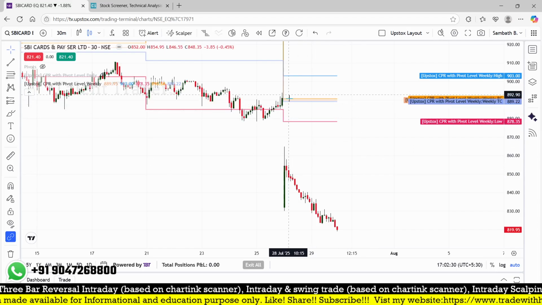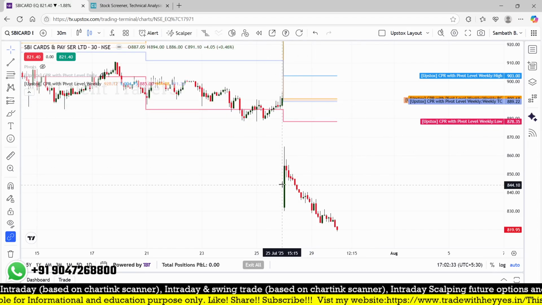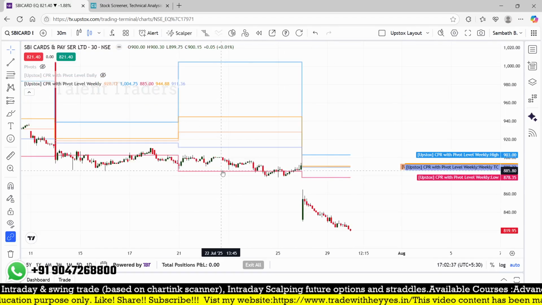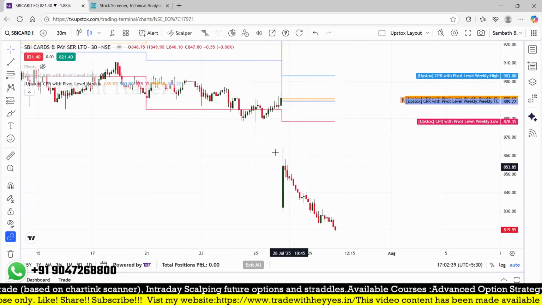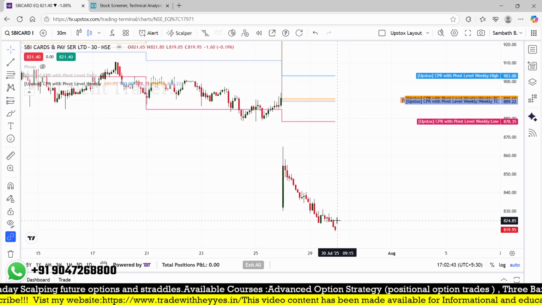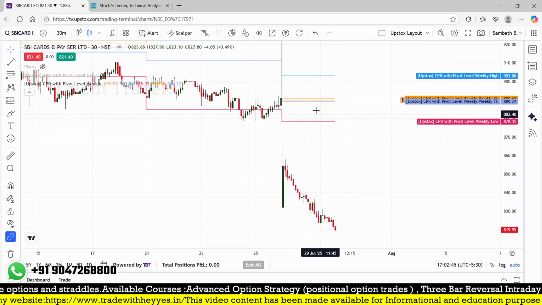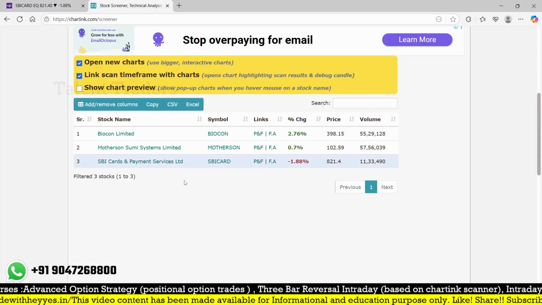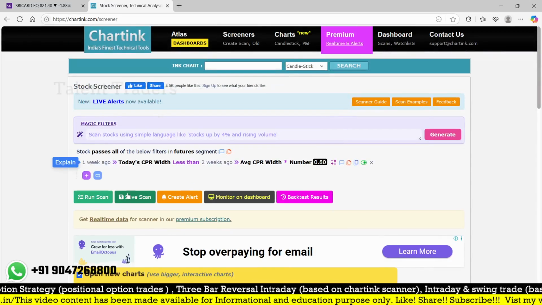But in this case, this week today, it opened below the S1. But we are trying to find a stock which breaks the S1. In this case it doesn't break it. Instead, it opened below the CPR and kept going down. So I'm talking about below the CPR S1. Okay, so let me try to find any stock which breaks the level.